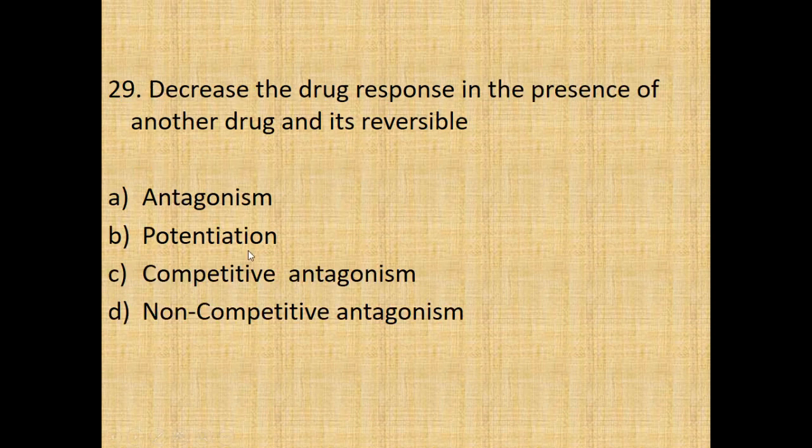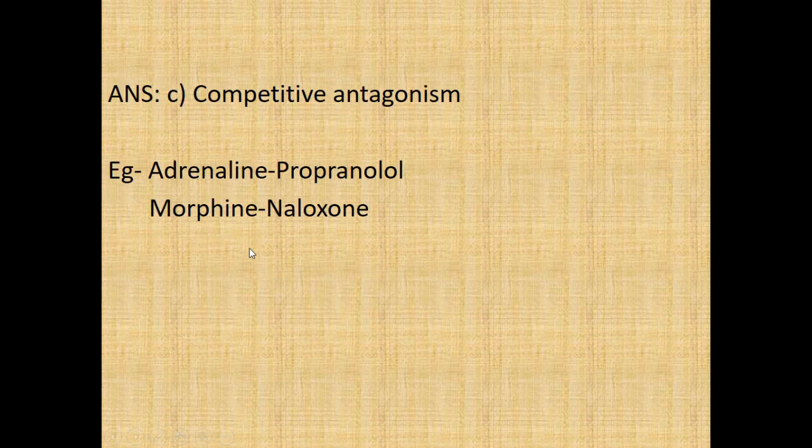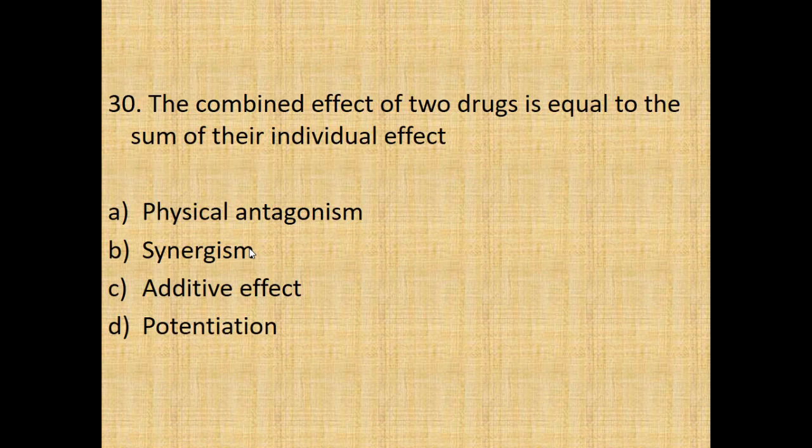You should listen to the question. You should read the question properly. Decreasing the drug effect in the presence of another drug is called antagonism. But it can be reversible when you increase the dose of the agonist. That is called what type of antagonism? It's a competitive antagonism. Example: adrenaline with propranolol, morphine with naloxone. Then the combined effect of two drugs is equal to the sum of their individual effects. If you give them separately, you will see the same effect individually. What do you call that effect? It's called additive effect. Additive means addition of effect.